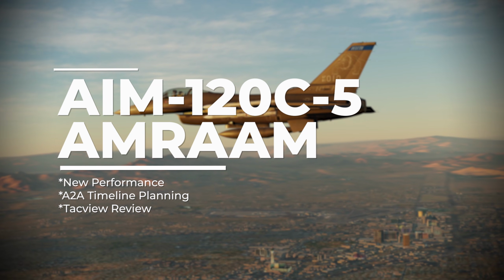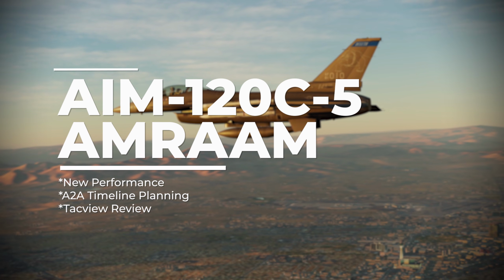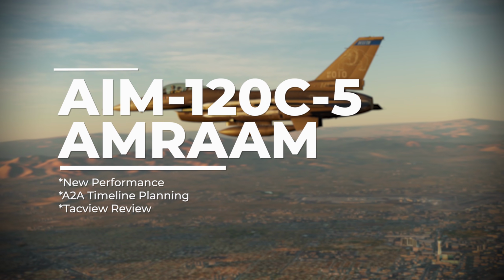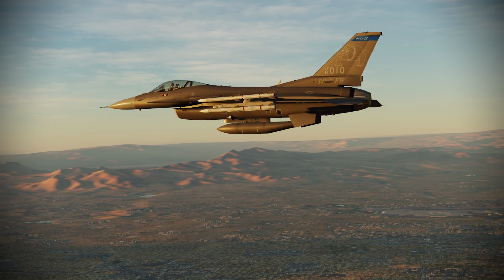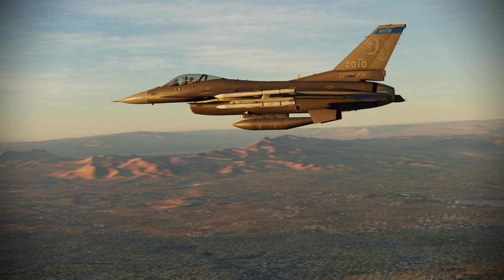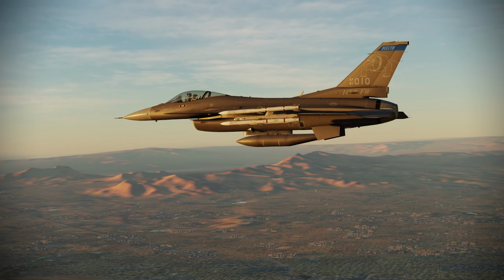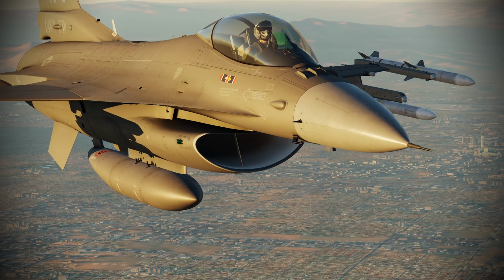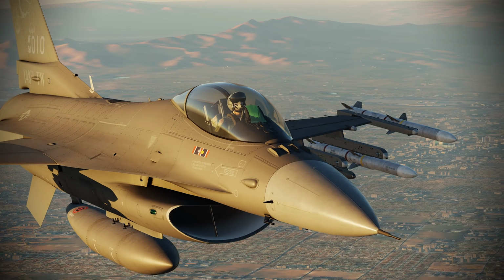Today we're going to be going over the AIM-120C5 AMRAAM. We're going to be talking about the new performance, air-to-air timeline planning, and going over some Tacview examples as well. And just as a disclaimer, the AMRAAM is still going under extensive testing for the autopilot as well as the mid-course guidance. With that being said, this video is not telling you exactly what the AMRAAM can do in real life, but this is what the AMRAAM can do in 2.5.6 with the new open beta.